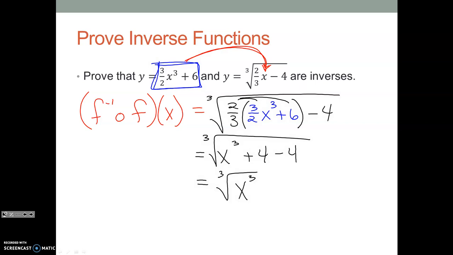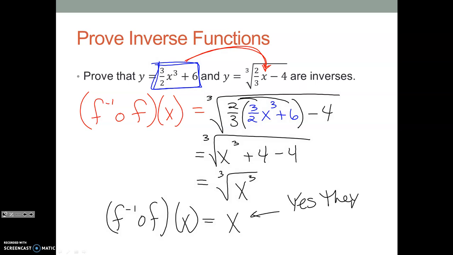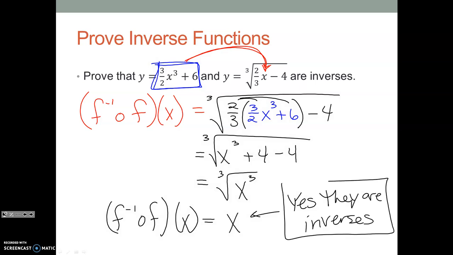Okay, and we talked about that. Cubed roots and cubing of numbers are inverses of each other as well. So those two cancel out, so I end up with just an x. So again, f inverse, open circle f of x equals x. And that means, yes, they are inverses. And that's my answer. I'm just proving that they are inverses. Okay, you guys can see 2/3 and 3 halves cancel, positive 4, negative 4 cancels, cubed root, x cubed cancels. I'm left with just my x. And that's how we prove that those are inverses.